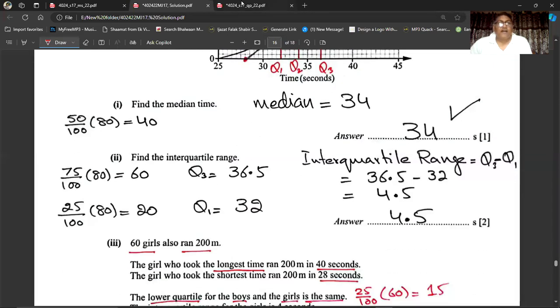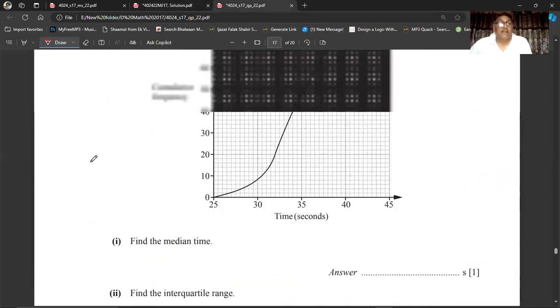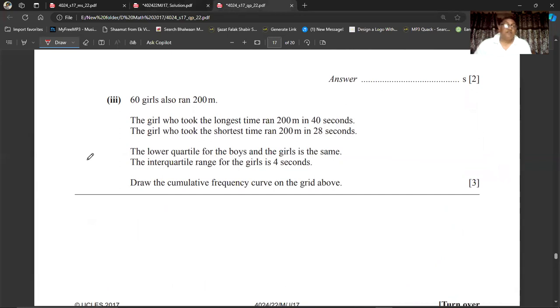Okay, so then we have the third part of question number 11, and it's the B part. Now they're talking about another group, which is the girls, and there are a total of 60 girls, and the boys were 80.